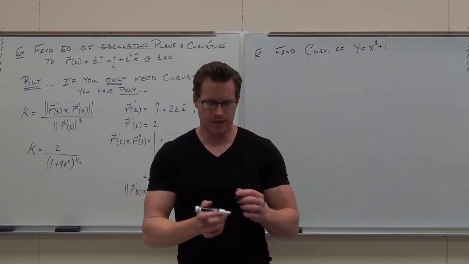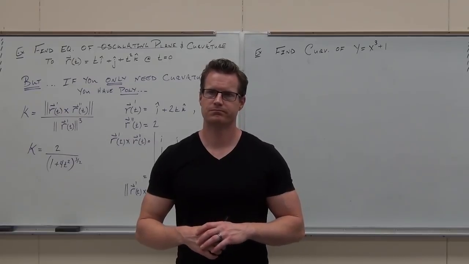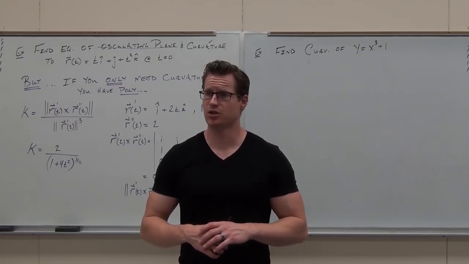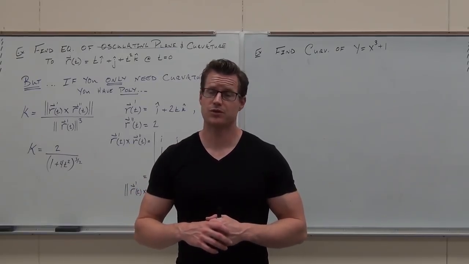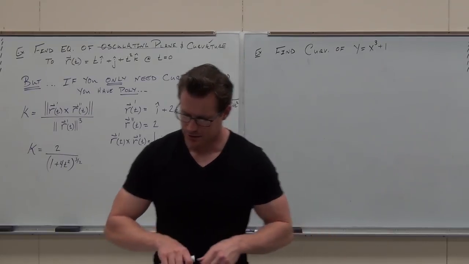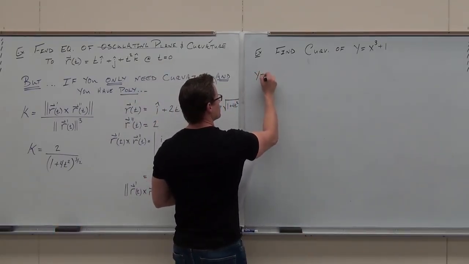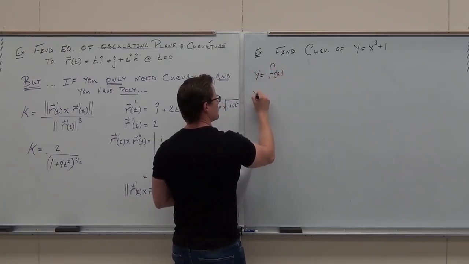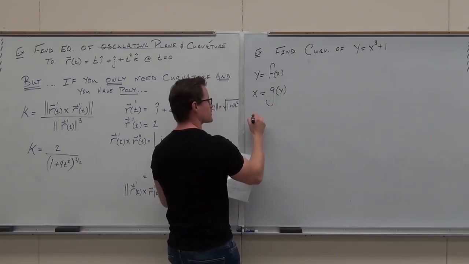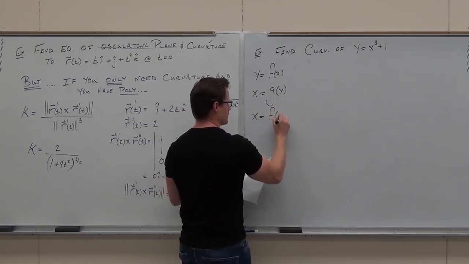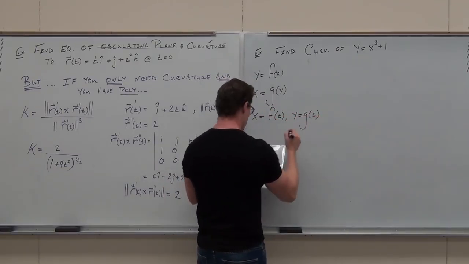Find the curvature of y = x³ + 1. Ladies and gentlemen, is that a vector function? No, that's just a cubic that's been shifted up 1. How can you find curvature of that? Well, there's a formula. In fact, there's a formula for every single one of these, and they're all different. You're not going to learn a single one of them, because that's not a great way to do it. There's just an easier way, in my opinion.